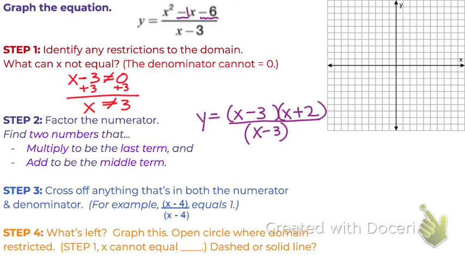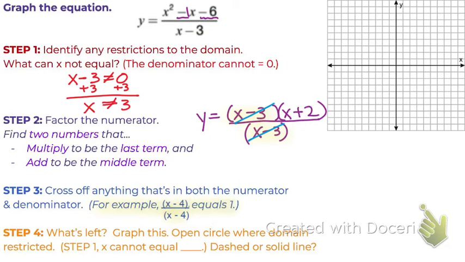Now I'm going to take a look at this and see if anything can cancel out. So if you look at my example here, for example, if you have x minus 4 divided by x minus 4, anything divided by itself is 1. So if you notice something that is in the numerator and also in the denominator, you can cancel it out. So in this case, x minus 3 divided by x minus 3 is 1.